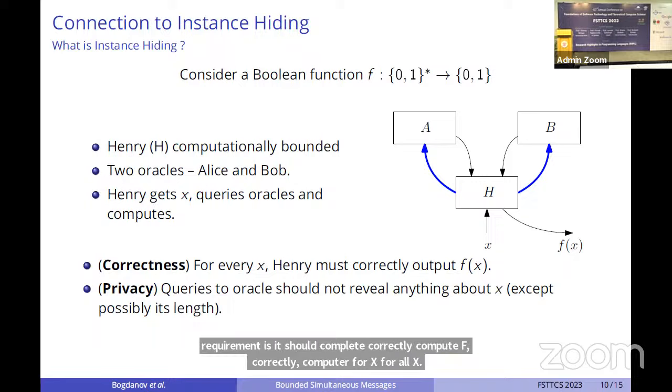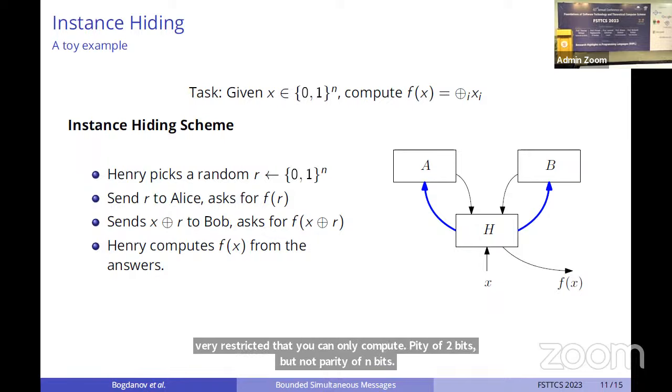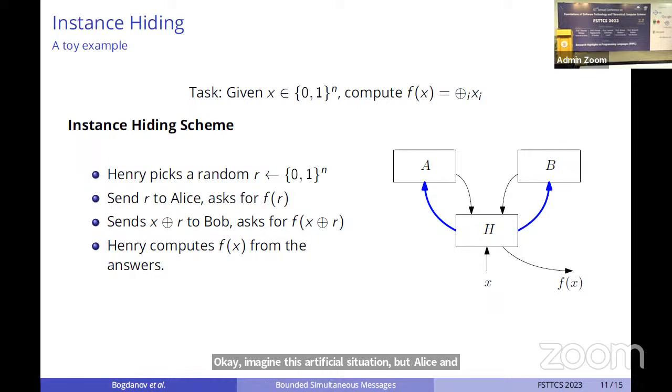So let's just look at a very toy example, just to understand this model clearly. It's very much a toy model. Consider the following task where you're given an n-bit string and you want to compute the parity of all the bits. Imagine for a moment that Henry is computationally very restricted, that it can only compute parity of 2 bits but not parity of n bits. Imagine this artificial situation. But Alice and Bob can compute parity of n bits. Now we want to compute parity of n bits without telling what the contents of the bits are.